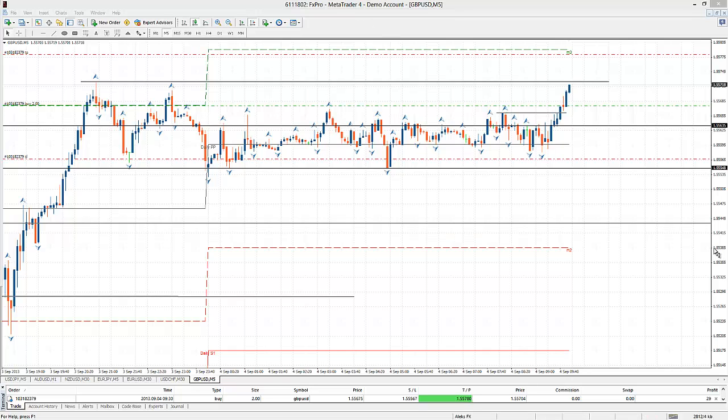And if we can just get a close above that level, it would tell us the bulls are in control and the sellers are not really interested or are stepping aside for now.